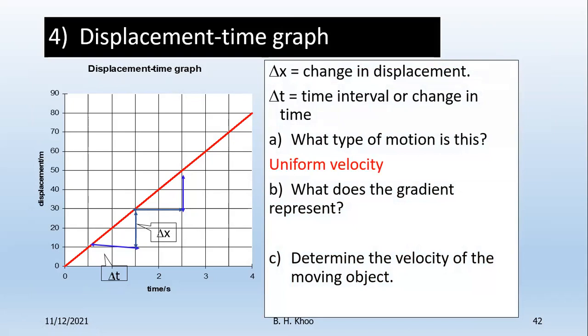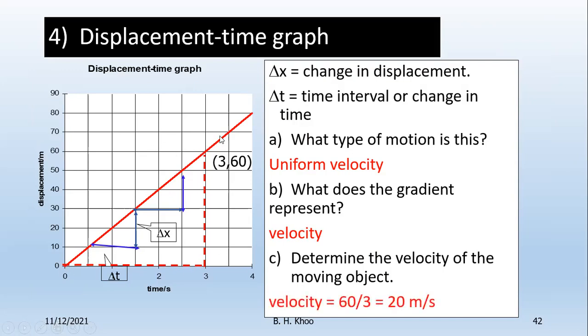What does the gradient represent? Right? Correct, velocity. Then determine the velocity of the moving object. Right? A big triangle. 3 and then 60 there, 0, 0. So gradient is 60 divided by 3. Right? Or height divided by base. 20 meters per second.